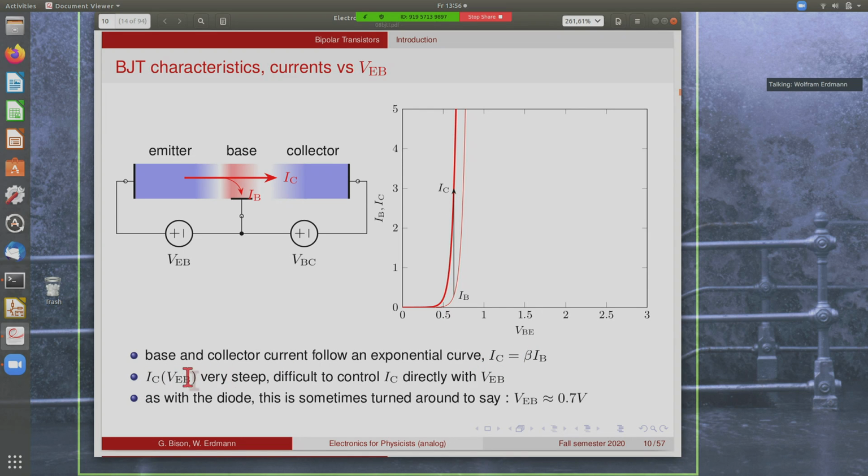So the collector current here is, however, a very steep function of this emitter base voltage. That makes it difficult to control the collector current directly using the base emitter voltage, because here you have very small changes that cause huge changes in this current. This can, however, still be used as an amplifier, and we'll see examples of how that is done. However, sometimes this argument is turned around, as we also did with the diode, to say that in whatever circuit I build, the voltage between emitter and base is always of the order of 0.6 or 0.7 volts.